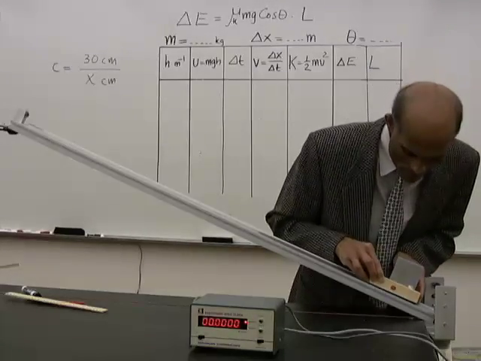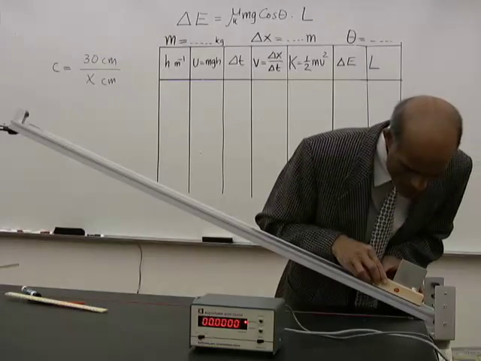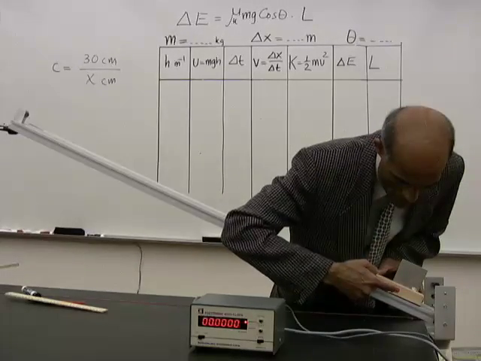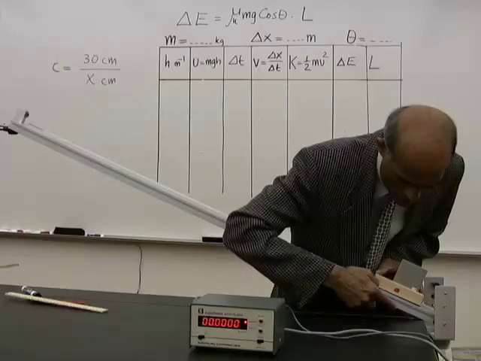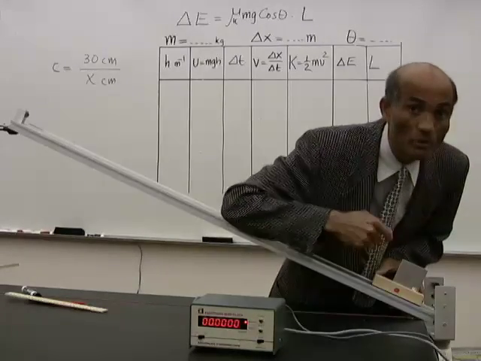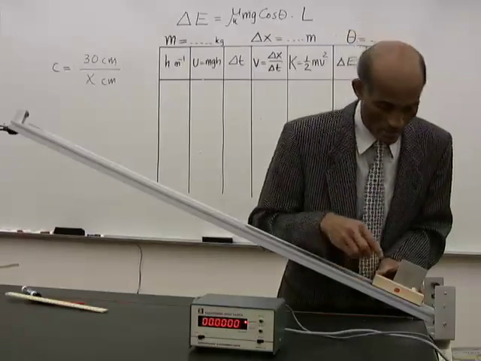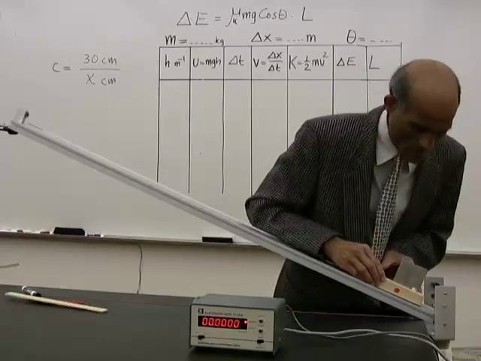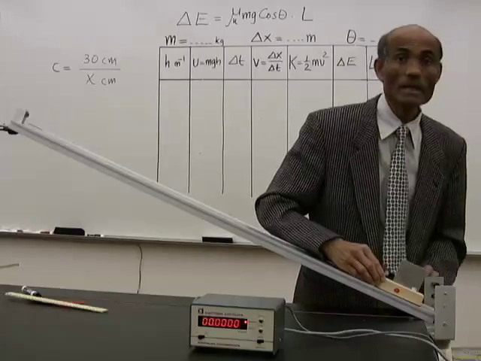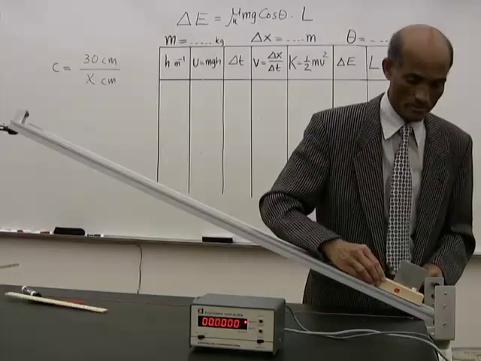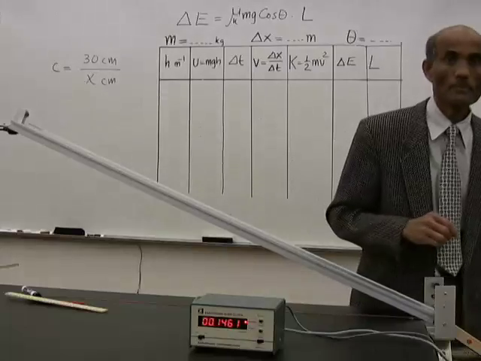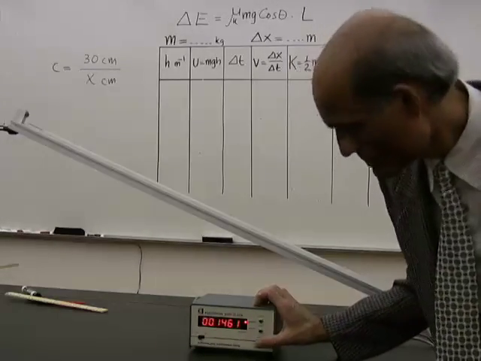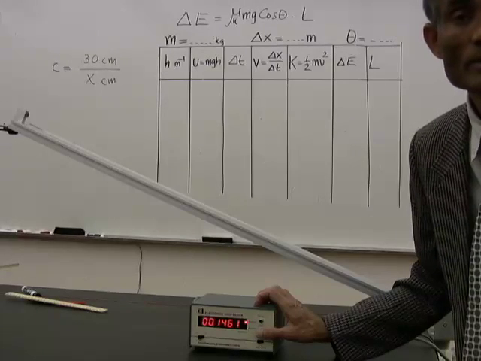The last trial, measure this H and L. So that's your H. Always measure from the tabletop to the center of the red dot. That's your H. And measure L. Okay. And let's do the first trial. There we go. That's the first trial. Okay. Reset.